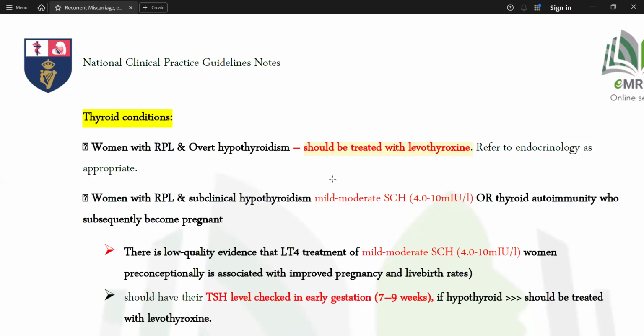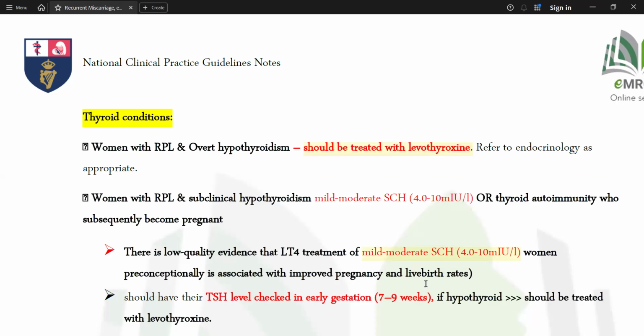But if the lady turned out to have subclinical hypothyroidism, which means she only has high TSH with normal T3 and T4, or she has positive TPO, what shall I do now? Actually, we are not going to give treatment to those who have TSH between 4 to 10. Those are called mild to moderate subclinical hypothyroidism, and treatment of those ladies is still controversial with low quality evidence. So you are only going to give treatment for those with TSH above 10, not 4 to 10. Remember this, it's not mentioned in detail in this guideline, but it's mentioned elsewhere.